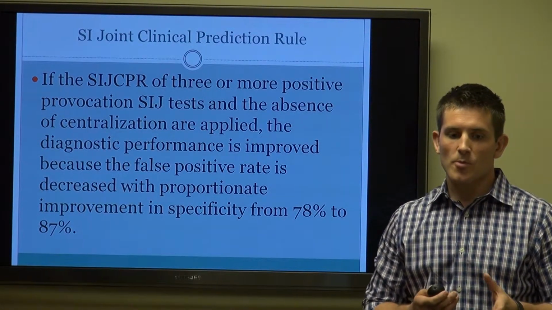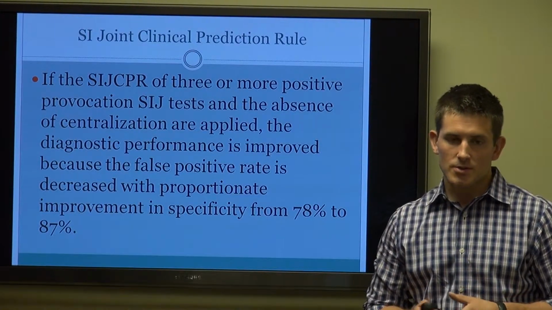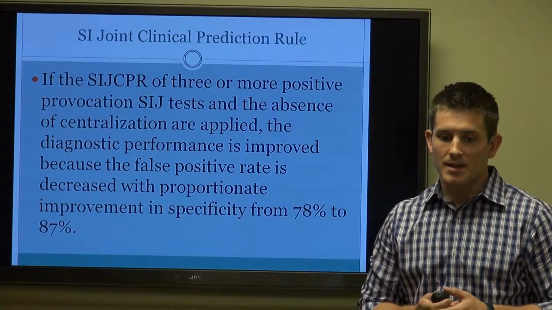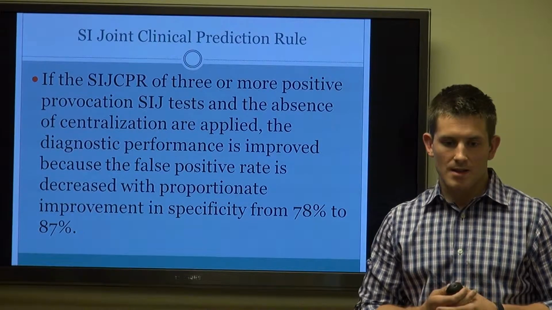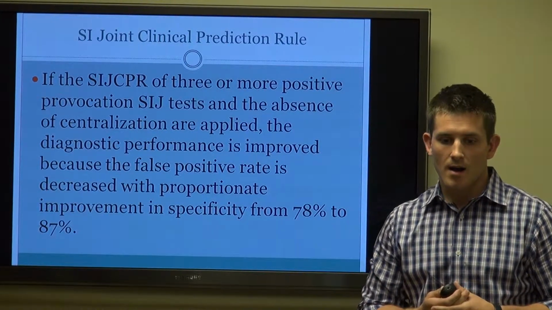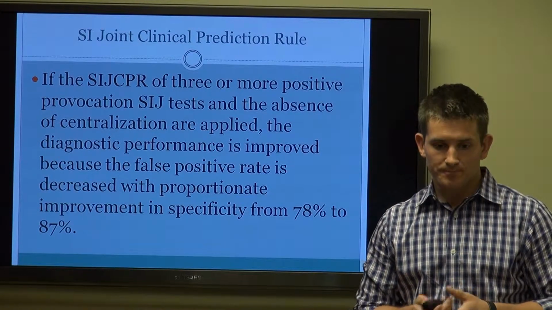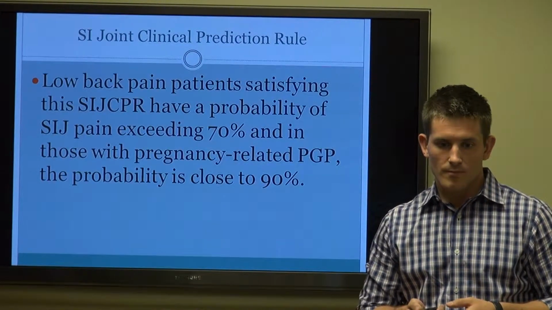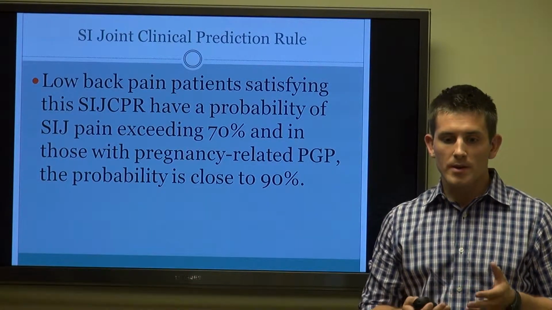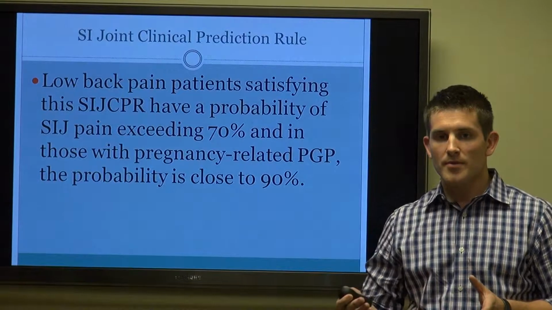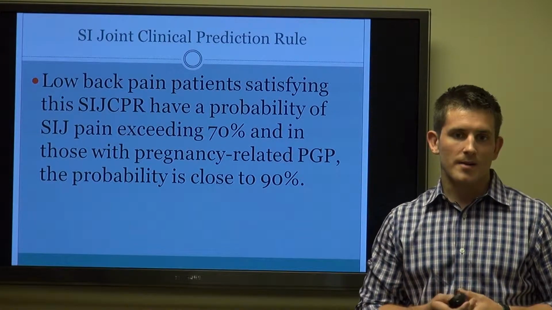He finds that if there are 3 or more positive provocation tests with the absence of centralization, so they ruled out the disc, the diagnostic performance is improved. Their statistics say that the false positive rate is decreased, with specificity going from 78% to 87%. So basically low back patients that satisfy this criteria have a probability exceeding 70%, and if we apply this to pregnancy-related low back pain, it's probably closer to about 90%.